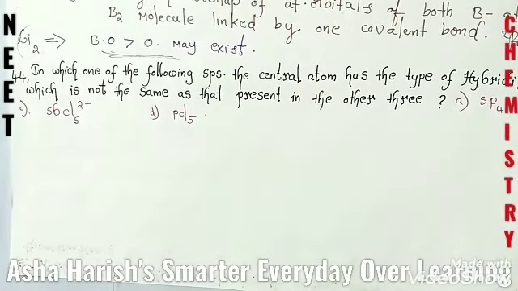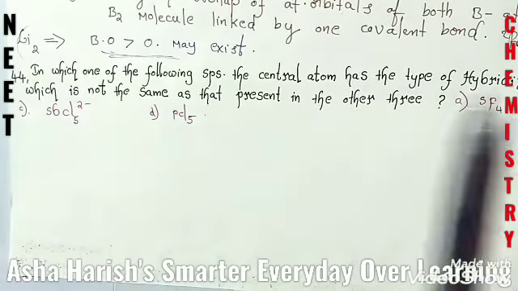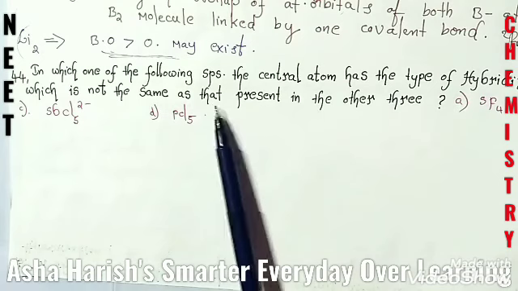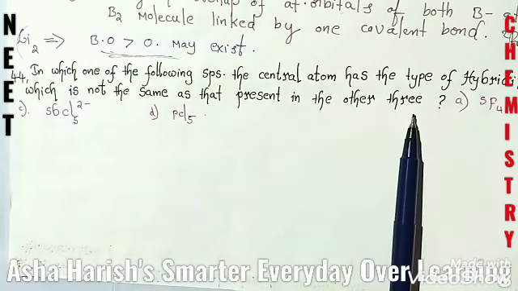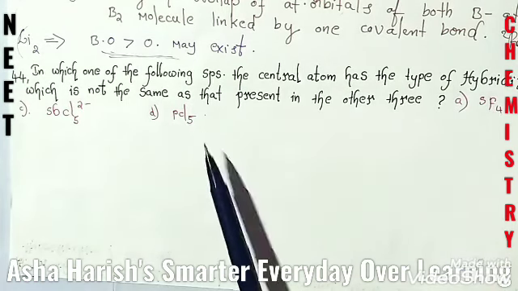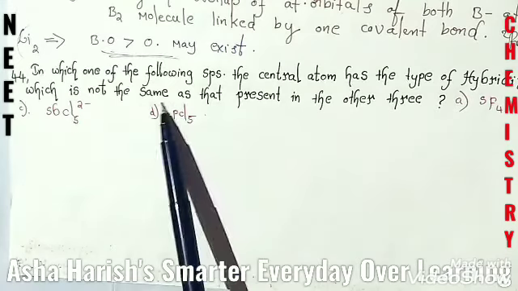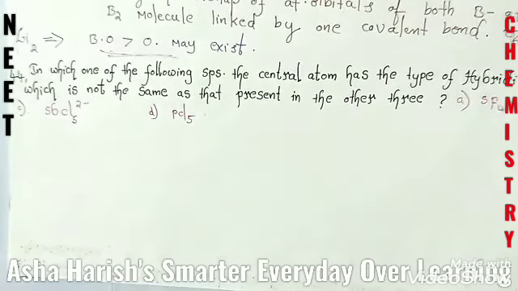That is the 44th one. In which of the following species does the central atom have a type of hybridization which is not the same as that present in the other three? Okay, here are the options we have. Let's see which one is the correct one.